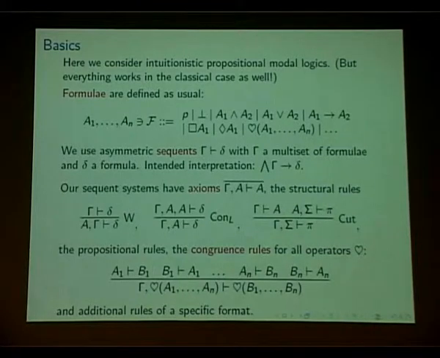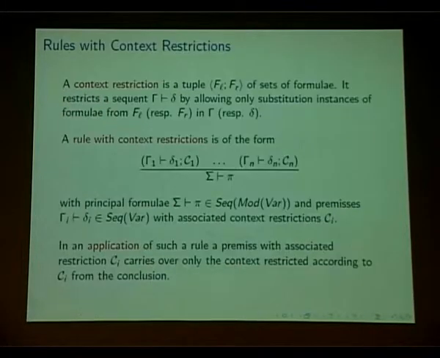Okay, so this is what we always have, and then we are going to have some additional rules of a specific format. Now, what are these going to look like? We call them rules with context restrictions, and this is basically an abstraction of the format in which most of the standard modal logics come. The main notion here is the notion of a context restriction, which is simply a tuple of sets of formulae. So we have a left component FL and a right component FR, and the intuition is that this tuple restricts a sequent by allowing only substitution instances of formulae in FL in the left part of the sequent and only substitution instances of formulae in FR in the right part of the sequent.